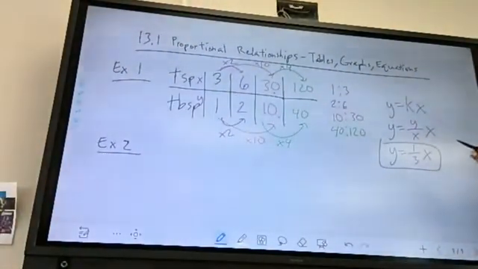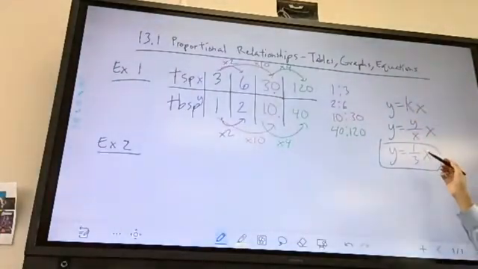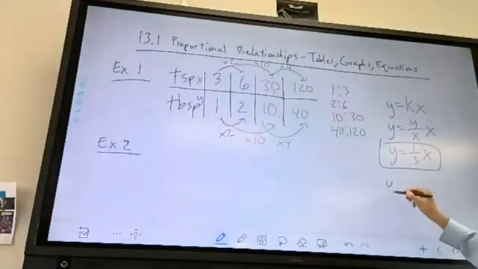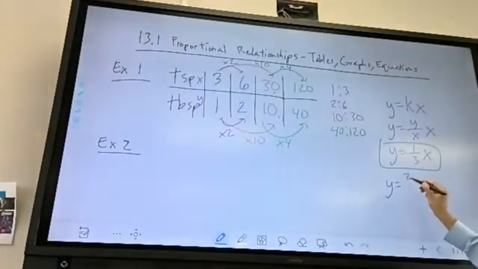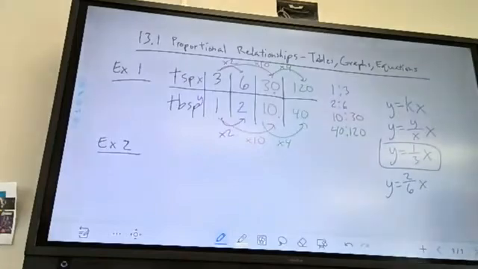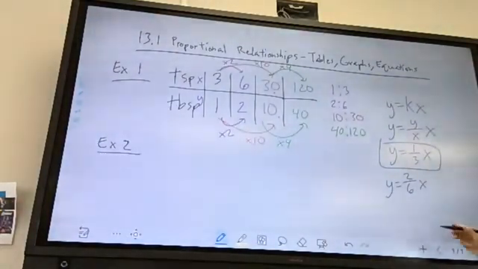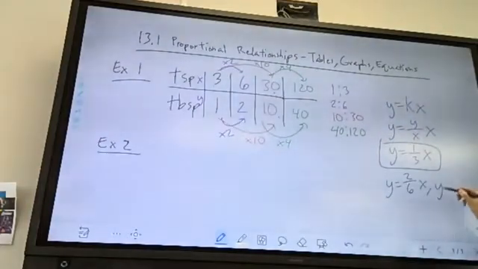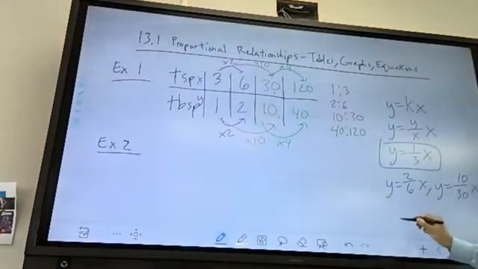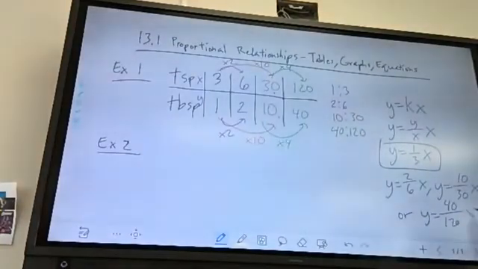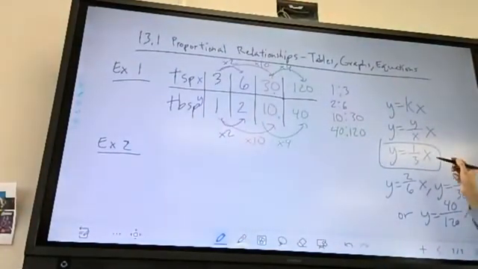So I forgot to mention that there's different ways to write y equals kx, but this is in simplest form. So you can see another way is y equals 2/6x. That's another one that works, right? But simplified it will be y equals 1/3 x. You can also have y equals 10/30x, or y equals 40/120x. These are all the same thing as y equals 1/3 x.